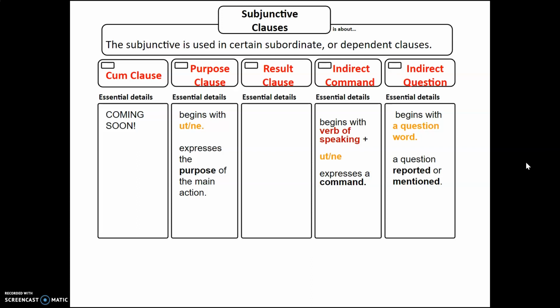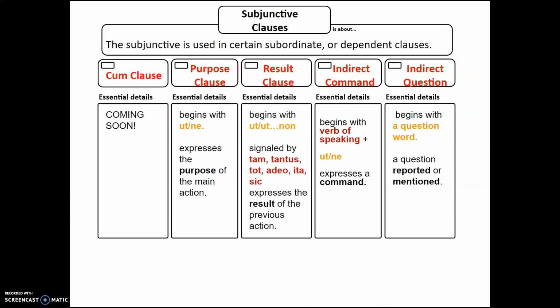Today, we're going to learn about result clauses. Result clauses, after the main action, begin with ut or ut non, and in the main clause, they're signaled by tam, tantus, tot, adeo, ita, sic, and express the result of the previous action. So, an example would be, I wanted bread so badly that I went to the store.